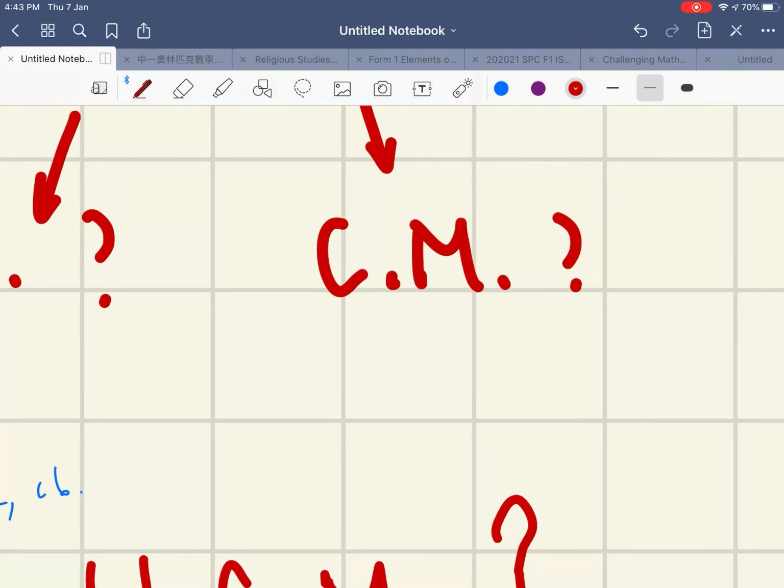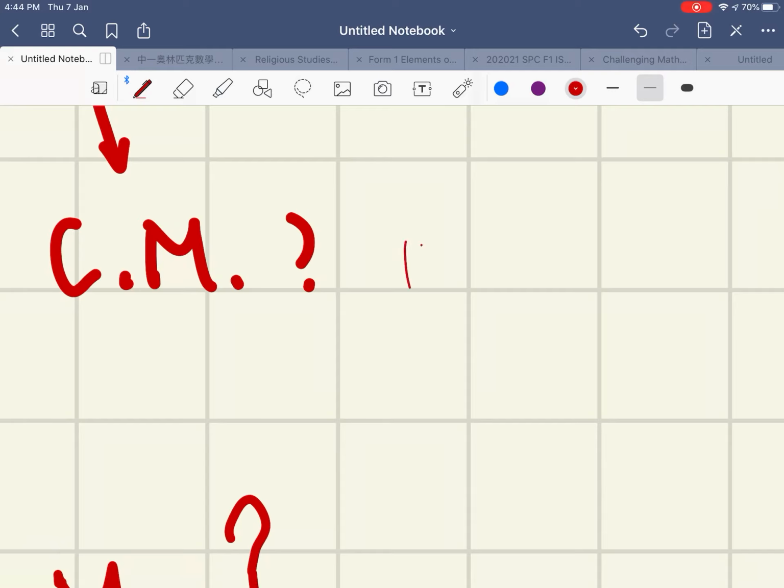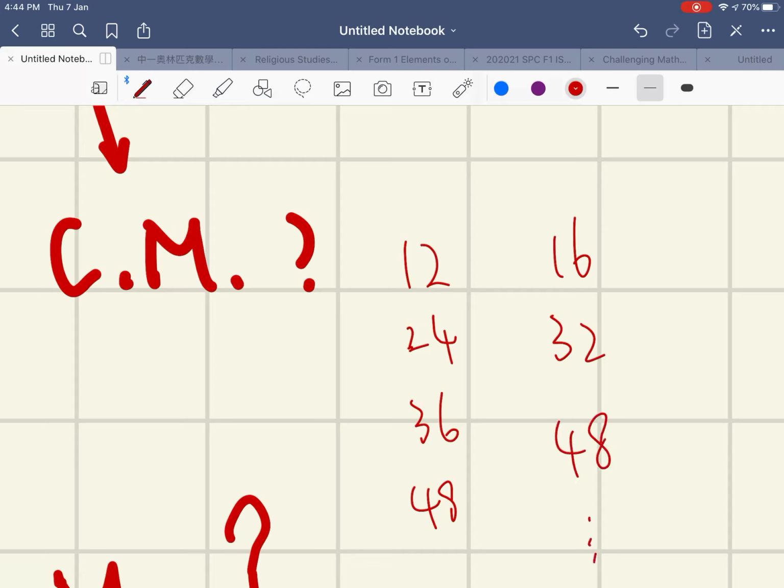How about common multiples? A common multiple is a number that is a multiple of 2 or more numbers. Suppose 12 and 16 again. We know that the multiples of 12 are 24, 36, 48. How about 16? 32, 48, etc. We can find that in the multiples of 12 and 16, we can also find 48. So 48 is one of the common multiples of 12 and 16.